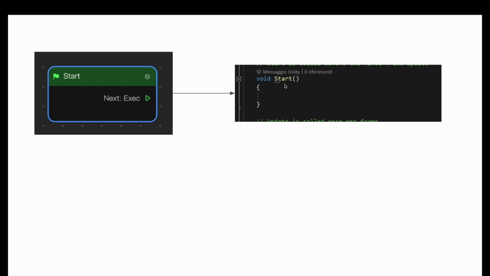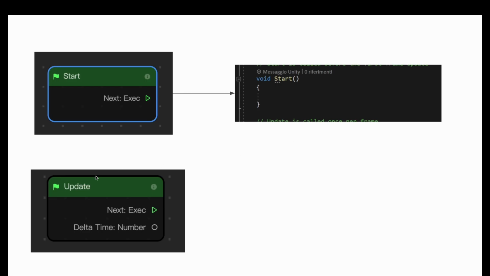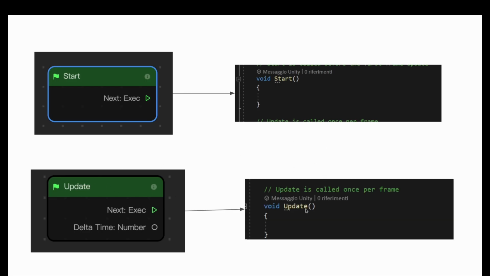So start is similar to void start, and it runs your code or your effect or your node once when you start or run that particular filter. And similarly, update is similar to void update, and it updates once per frame. You can use this in animation or rotation of different cubes and other things. If you connect a node with update, then you will continuously run that particular code per frame.